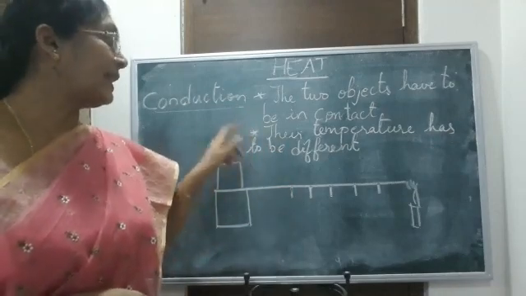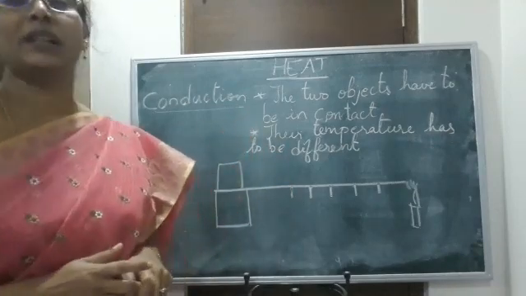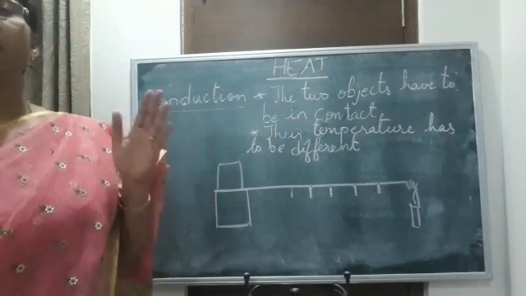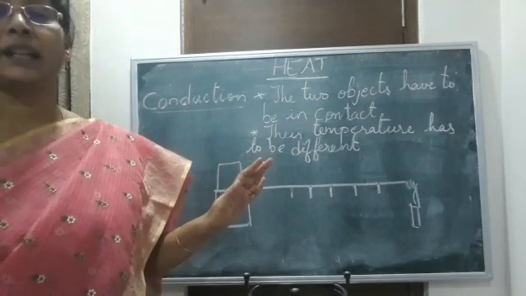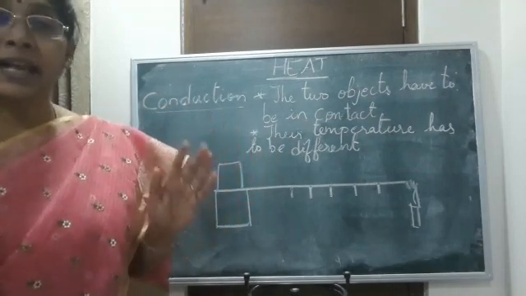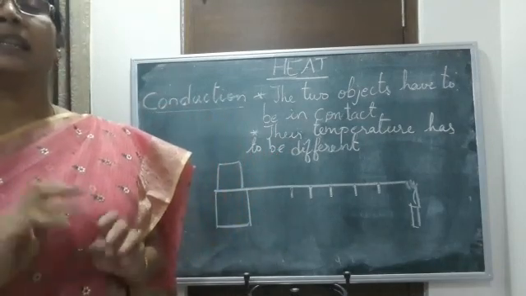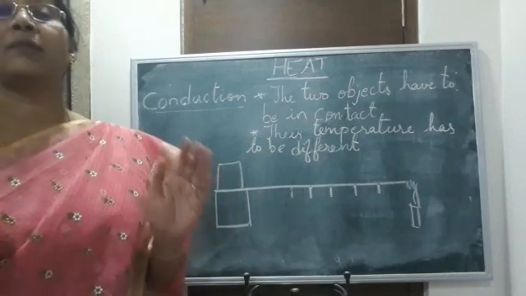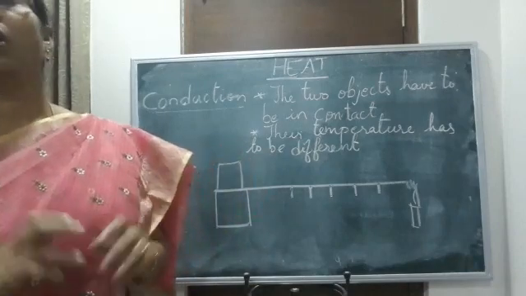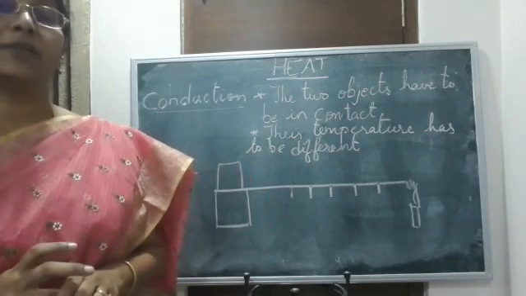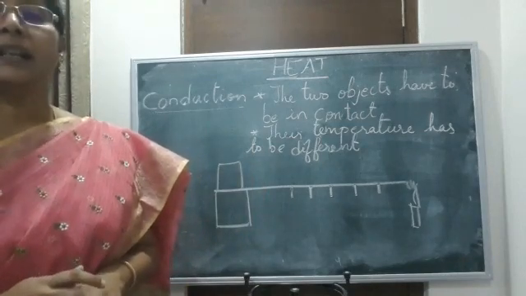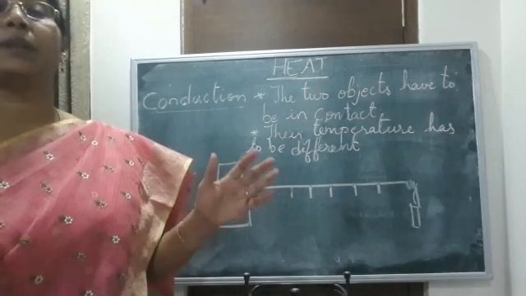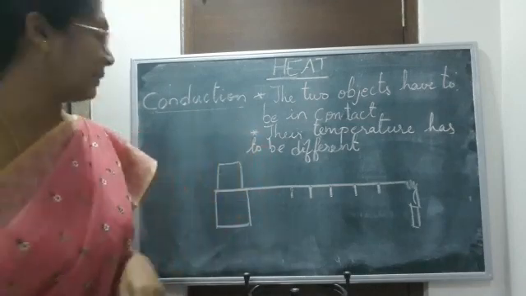That is the first one. The second one is that their temperature has to be different. Suppose both the ends have the same temperature, then no more transfer of heat takes place by conduction. If heat has to be transferred by conduction, the temperature of the two objects, or the two ends, has to be different. There should be a difference in temperature, and the transfer of heat takes place till the temperature of both the ends becomes equal.